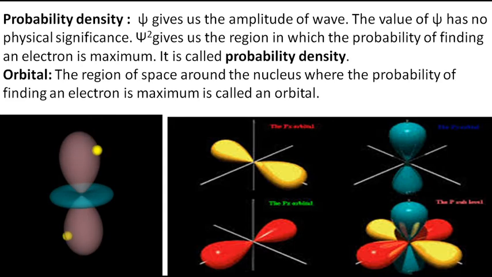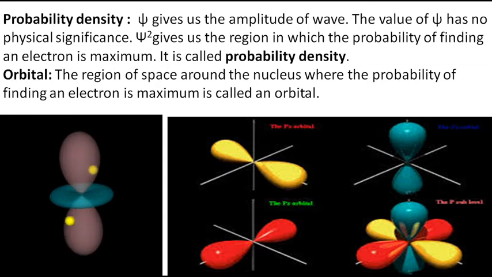I told you psi is the amplitude of the wave, but psi has no direct significance. We find psi square in order to find the probability of finding an electron. That is called probability density. Now we are speaking about the orbital: the region of space around the nucleus where the probability of finding an electron is maximum is called an orbital.